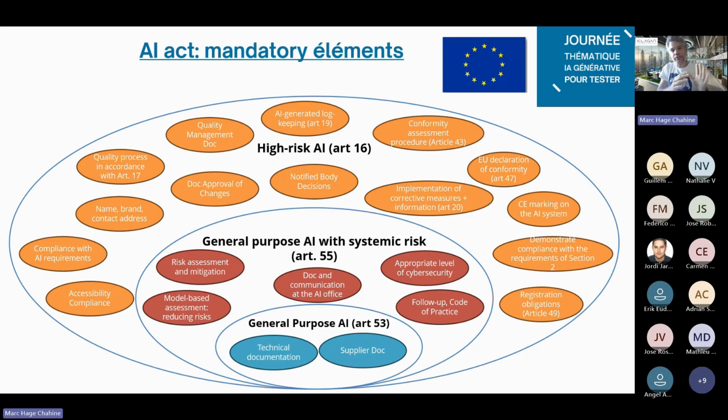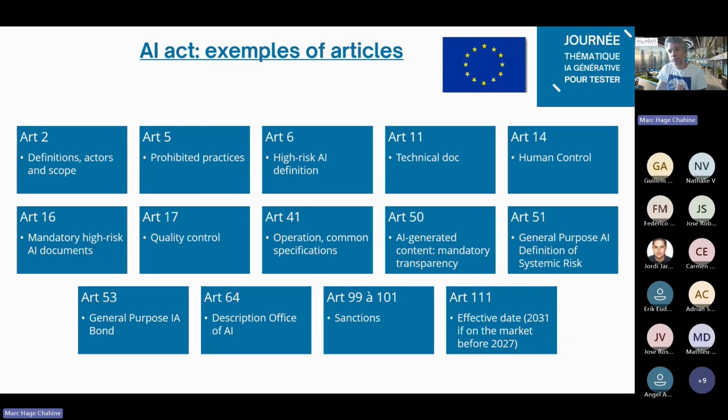I also said at the beginning that they also make provisions to make AI and research on AI easier. So there are some articles on it. And about articles, there are more than 110 articles. Article 2 defines actors and scope. There are prohibited practices and so on.